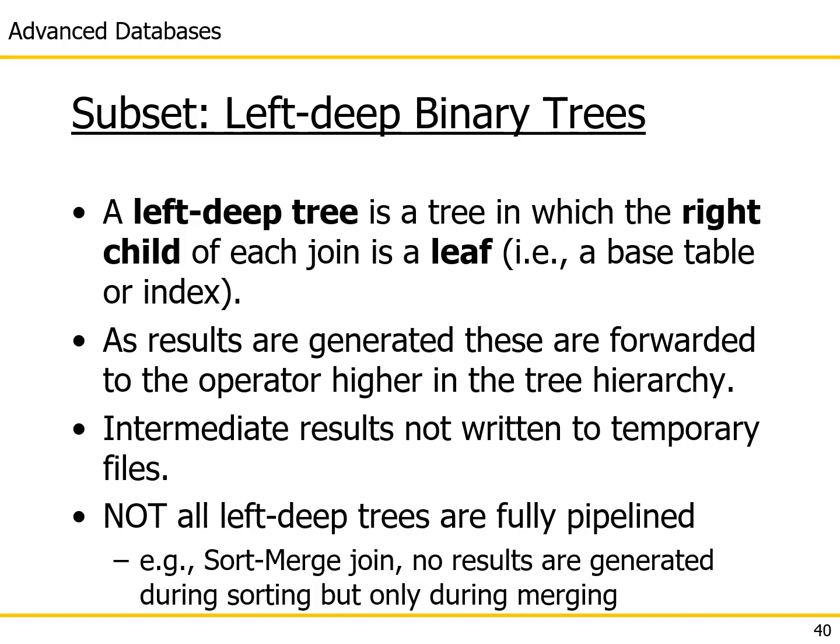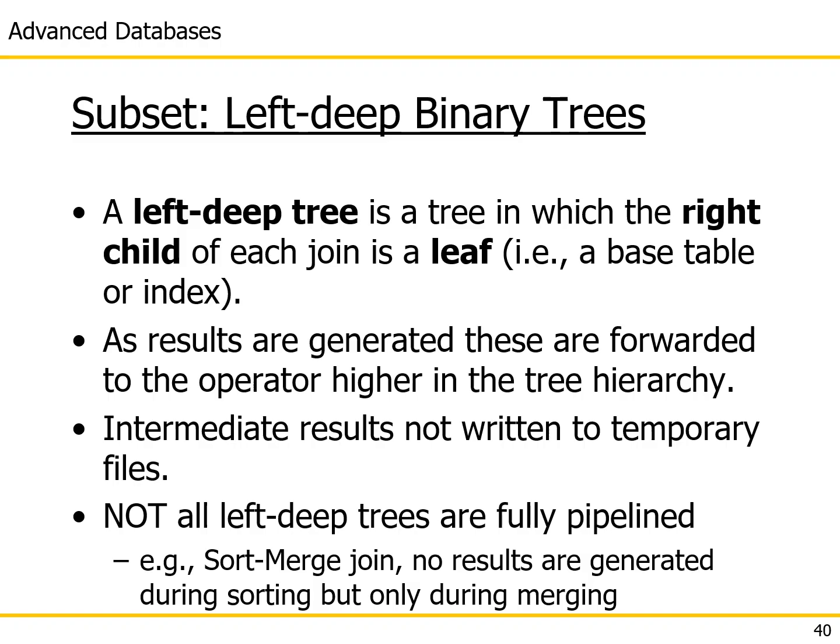So I don't have to open and load many pages from many relations in one shot. When I'm done with one level, I can erase from memory the relation that was used at the lower level. So I can always load one relation, work with it at one level in the tree, remove it from memory, go up in the tree, load another relation, work with it, and then replace it with another relation, and so on. And this is what this is all saying: as results are generated, they are forwarded to the operator higher in the tree hierarchy. Intermediate results are not written to temporary files.